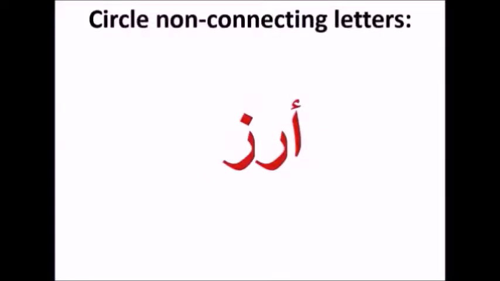Orz. How many letters do we have here that are non-connecting? Of course, it is clear here that the first letter and the second letter are non-connecting letters. They are alif and ra.